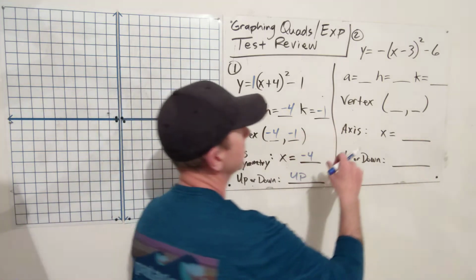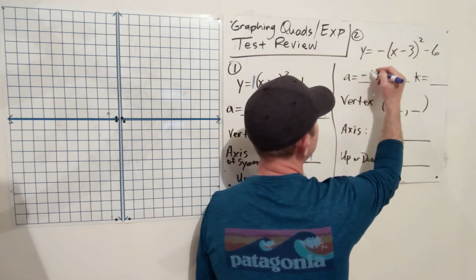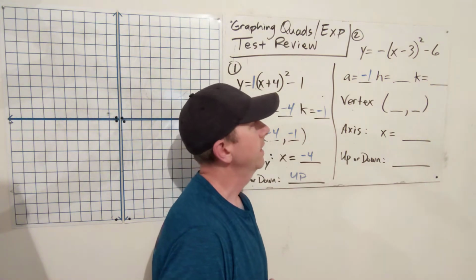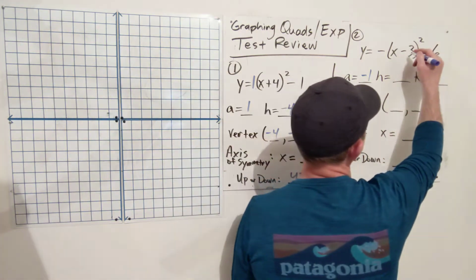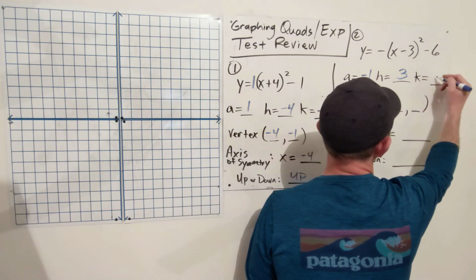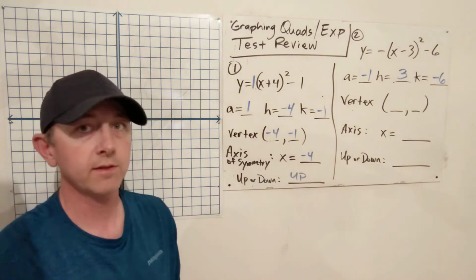Let's go ahead on to number 2. The a value this time is a negative out front, so we want to put -1. Make sure you're aware of that. a is -1. h is going to be the opposite sign, so it's going to be +3. k stays the same and is -6. All right, so that fills out those fill in the blanks.